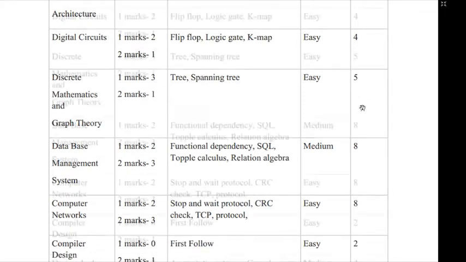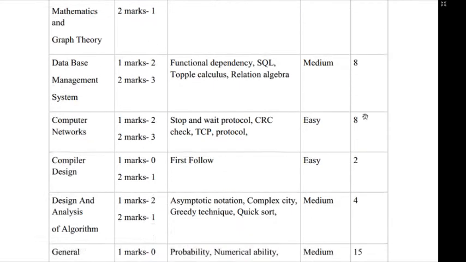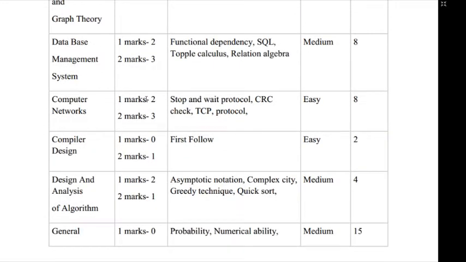marks have been asked. Database management, where 2 one-mark questions and 3 two-mark questions have been asked. Functional dependency, SQL, tuple calculus, relational algebra are the topics from where the questions were asked. Medium level of difficulty with 8 marks of total weightage. In computer networks, 2 one-mark questions and 3 two-mark questions were asked. Stop and wait protocol, CRC check, TCP and protocols are the topics from where the questions were asked. Easier questions with 8 marks in total.